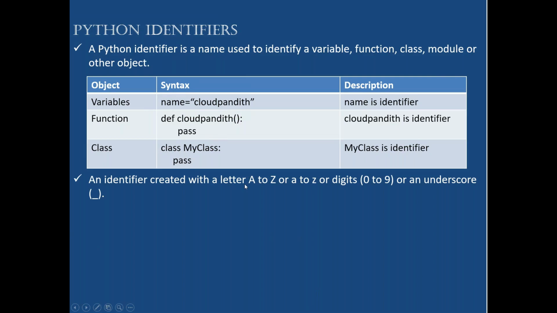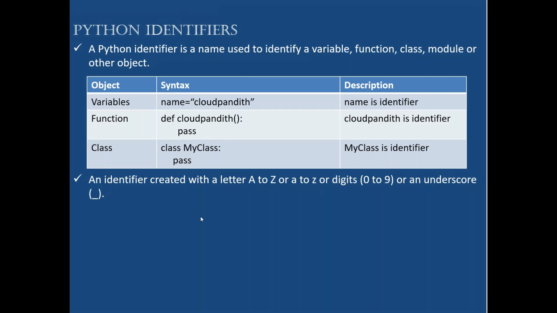The first rule: it should contain uppercase A to Z, lowercase a to z, digits 0 to 9, or underscore. Only these four things. You need to create names with a combination of these four only. Your identifier should have uppercase A to Z or lowercase a to z, 0 to 9 digits, or underscore only. Is that clear? Yes, sir. Next.